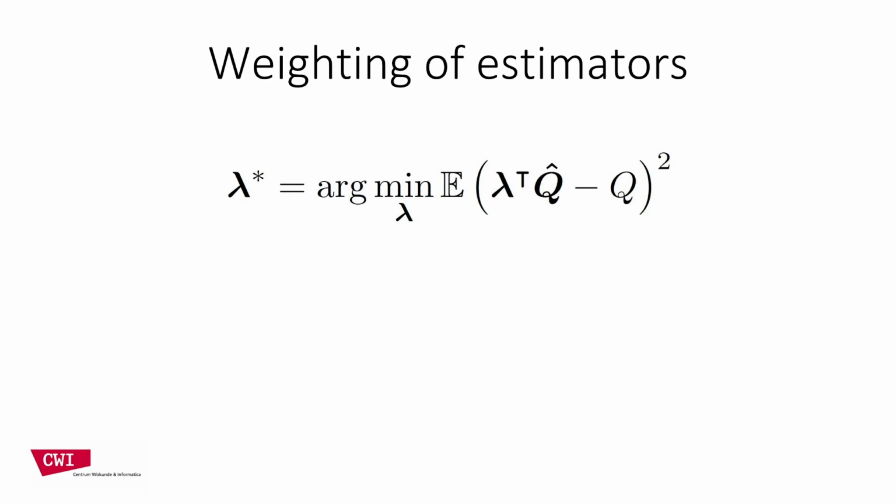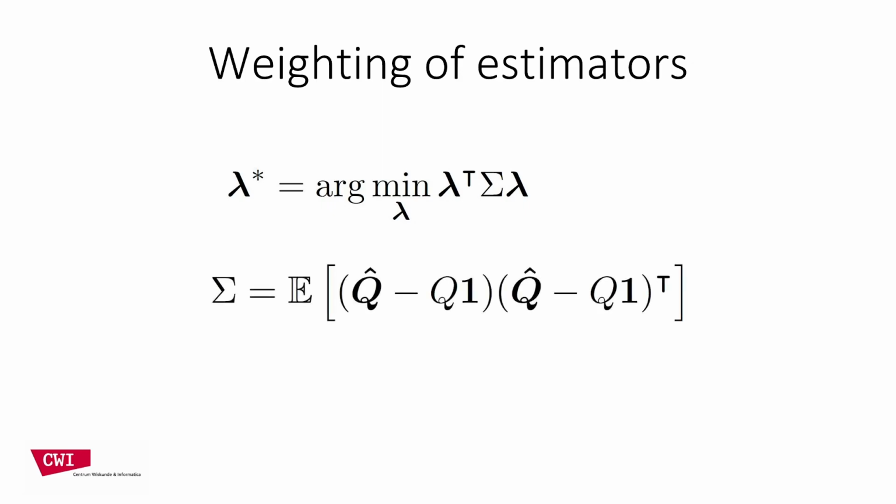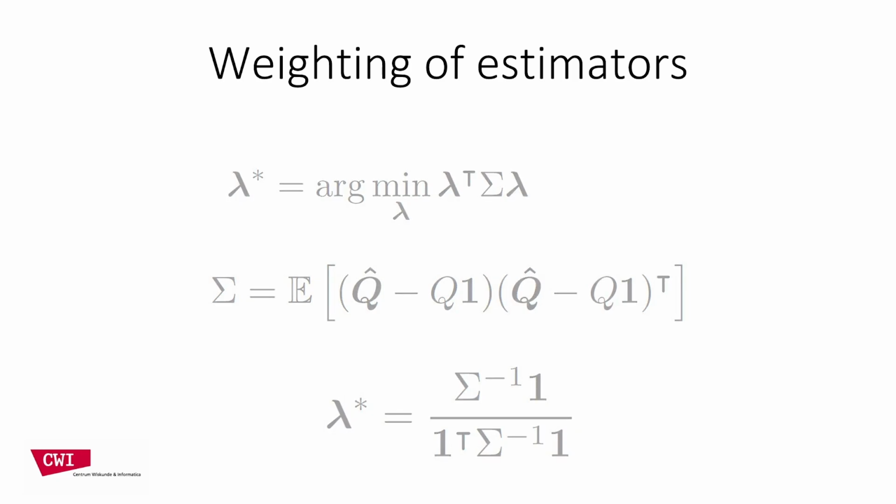Now it turns out that we can apply recent insights on optimally combining estimators, starting by rewriting this equation like this, where the matrix sigma is defined as the outer product of the errors of all individual estimators. If we knew exactly what the errors of all estimators are, we could then simply solve for the optimal estimator weighting like this, and we'd be done. However, we don't know the errors of all individual estimators a priori, so we need to approximate this matrix sigma.